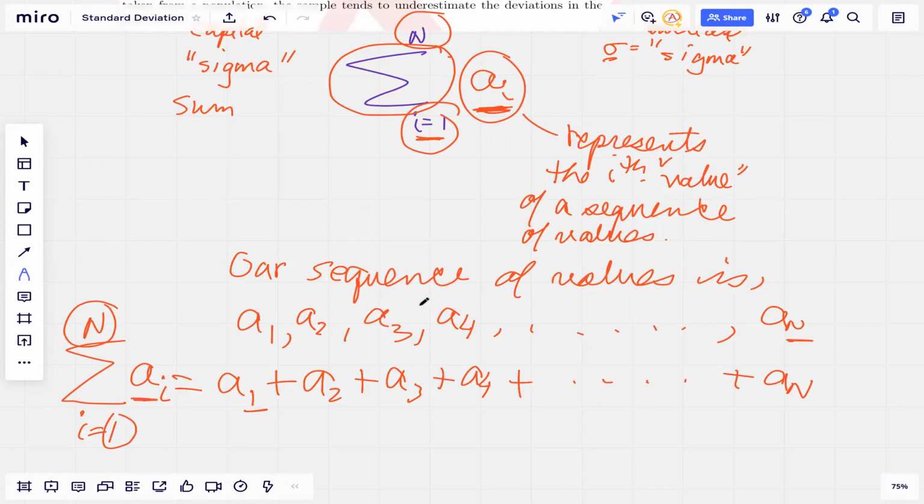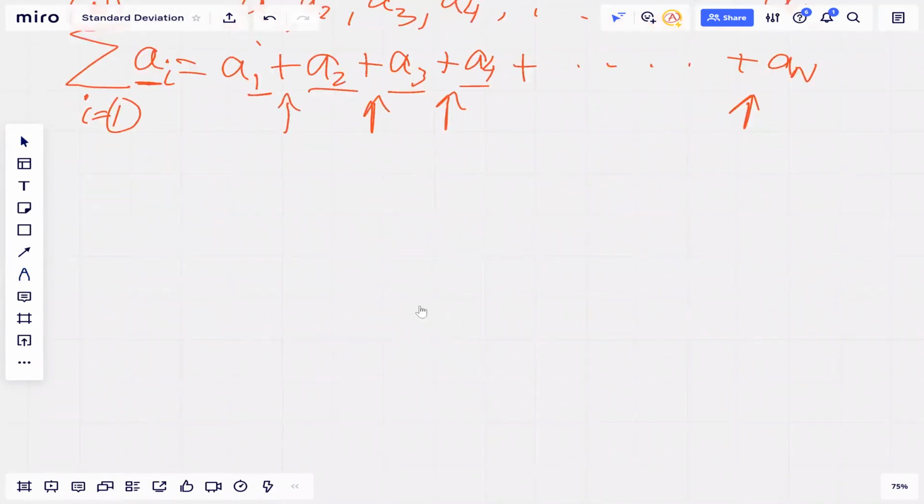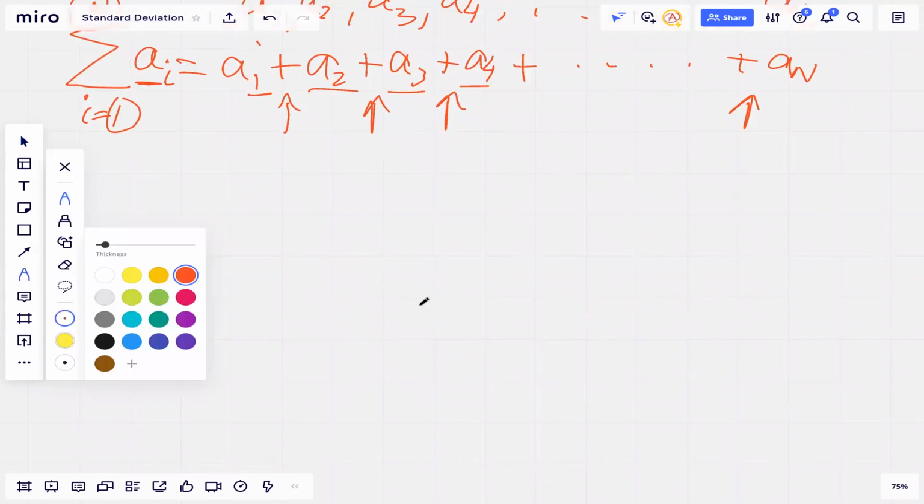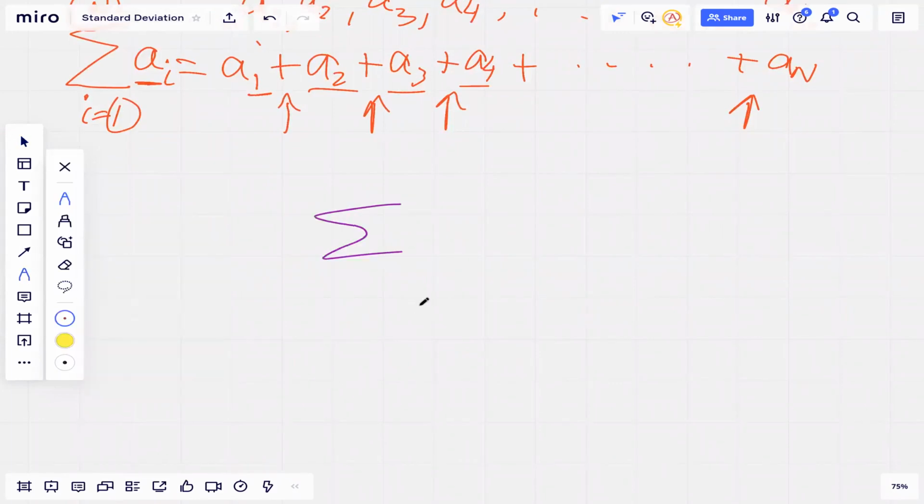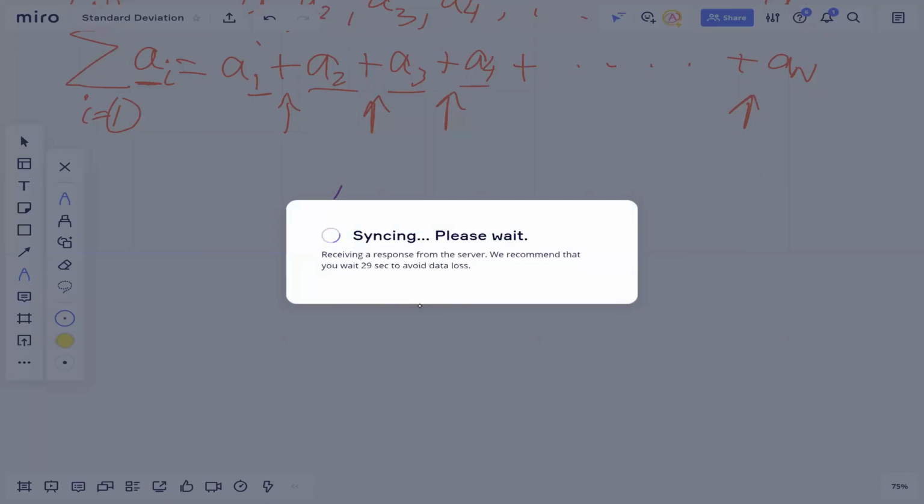This A sub I represents the values in the sequence, and the summation represents that you need to add all those values in the sequence. So just to review that, let's scroll back up. Let's review. So we have sigma, I equals 1 to capital N.